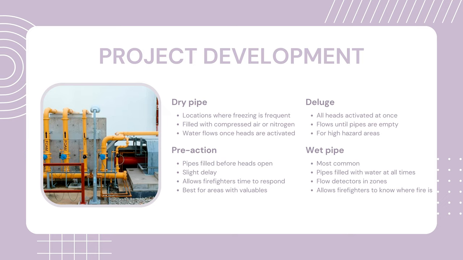Wet pipe and dry pipe are pretty easy to remember. Dry pipe has no water, wet pipe does. For pre-action, I used to tell myself that it allows firefighters to take action. That's how I never forgot that one. Deluge is the opposite of pre-action. It floods right away.